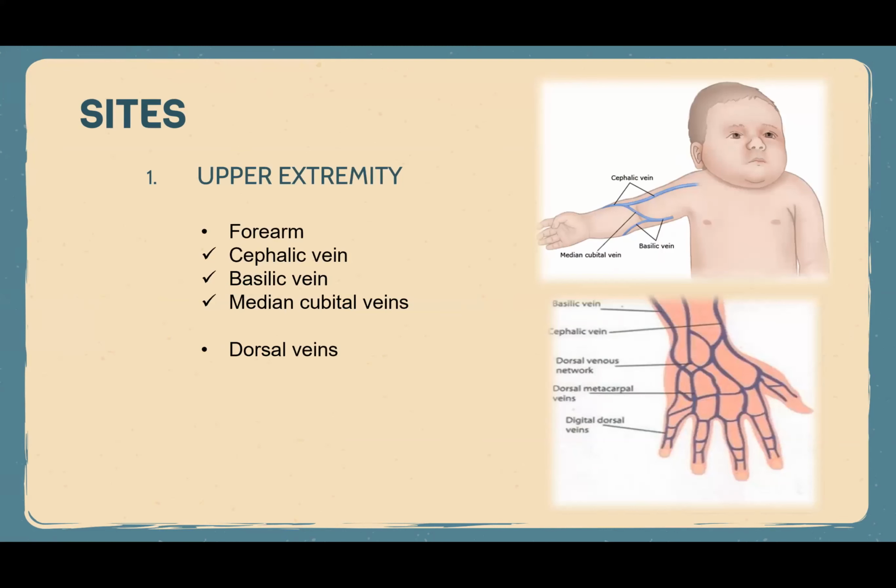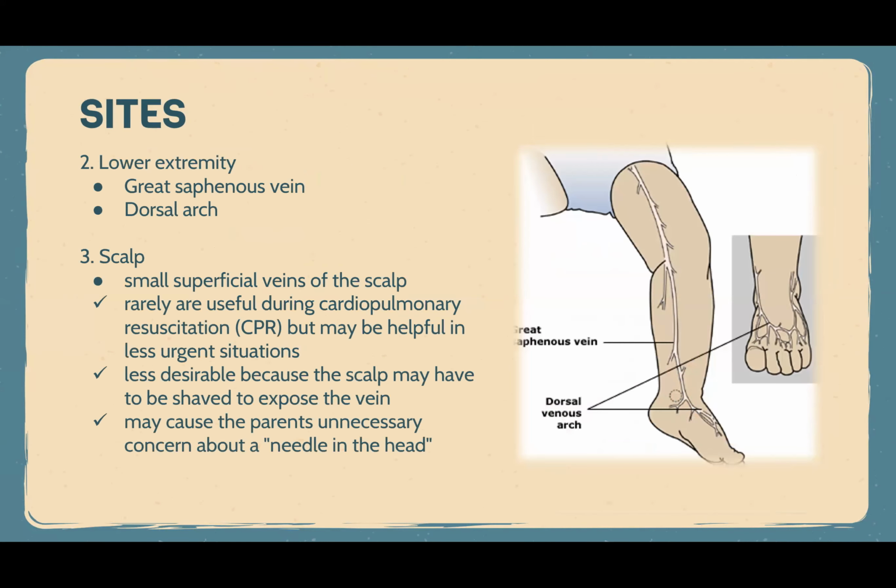Why do we prefer the upper extremity? Because if we cannulate an upper extremity vein, it is more durable and usually associated with fewer complications compared to the lower extremities. So if the upper extremity vein is not accessible, we can cannulate a lower extremity vein, for example the great saphenous vein and also a dorsal vein.